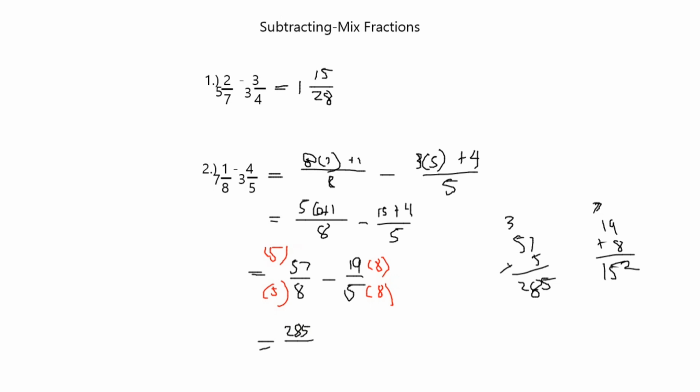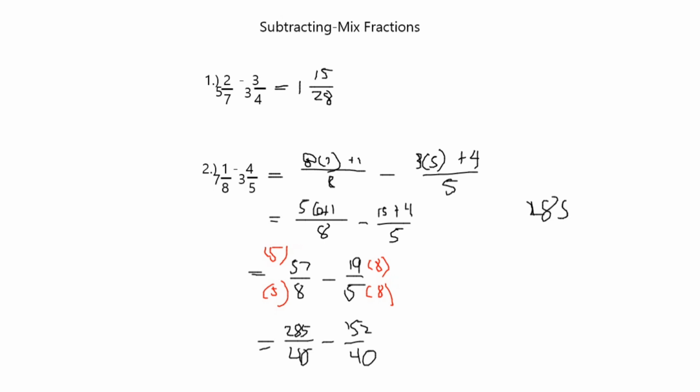So we have 285 over 40, because 8 times 5 is 40. So we got 152 over 40 then. So we have the same denominator, therefore we're just basically going to subtract them. So there you have it. 133. So that's the answer for this number 2.